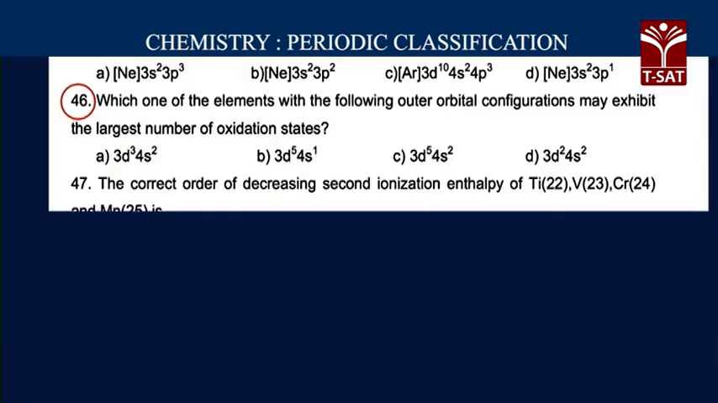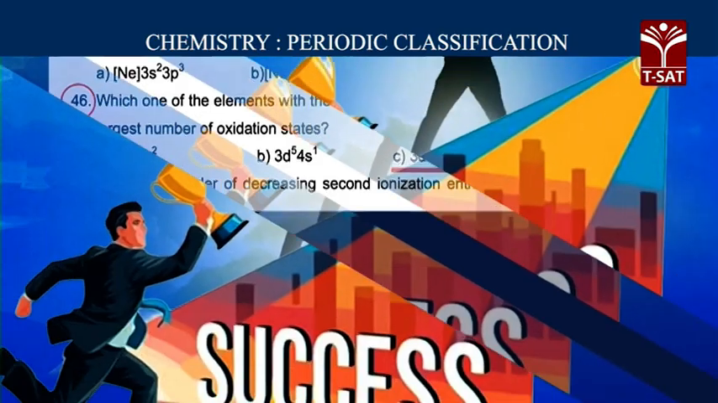So, here the given options are the electronic configurations of d block elements. For d block elements, oxidation state is due to the loss of outermost s electrons as well as the penultimate d electrons. Hence, the correct option is C. Here a total of 7 electrons can be lost. Therefore, the largest number of oxidation states can be observed in the case of C.